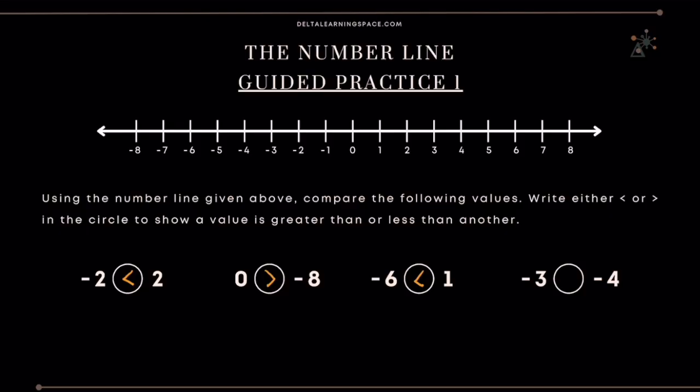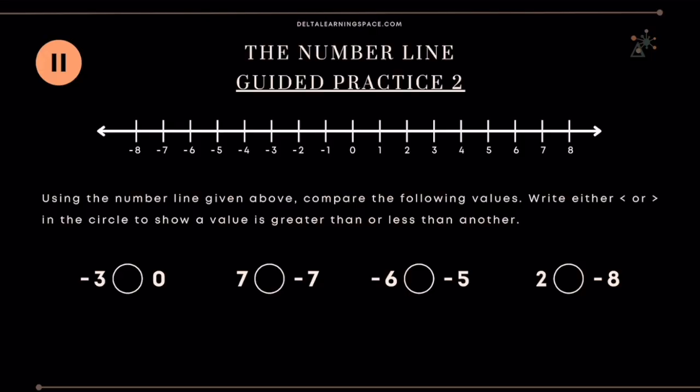Our last problem on this guided practice, however, is comparing two negative numbers. So I am going to highlight those here. We have -3 and -4. And once we highlight them, we can see that -3 is farther right than -4, making it the larger value. Negative numbers closer to 0 will be larger than negative numbers farther from 0.